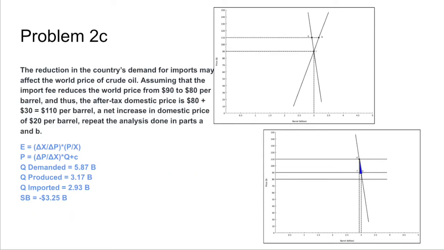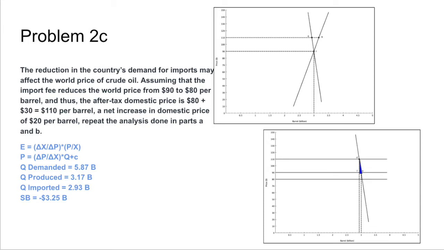Part C repeats Part A and B under slightly different circumstances. World prices dropped to $80 and continue to face a $30 import fee, while domestic prices rise to $110. Using the same curves from Part A, the shift from $90 to $110 causes demand to be 2.93 billion barrels in both the domestic and import markets, totaling 5.87 billion barrels.